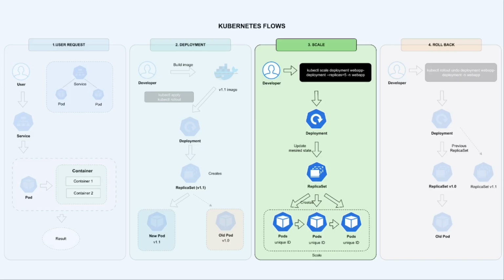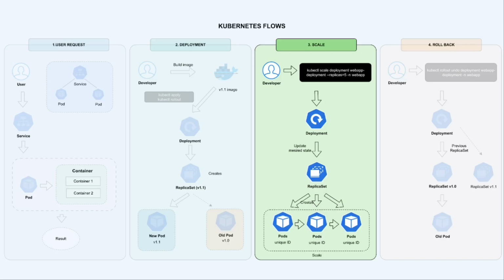Scaling flow. Next, let's talk about scaling the application. When the application receives more traffic, we may need to run more instances of the application. In Kubernetes, this is very easy. The developer simply runs a command like kubectl scale to increase the number of replicas in the Deployment. The developer then updates the desired number of Pods.